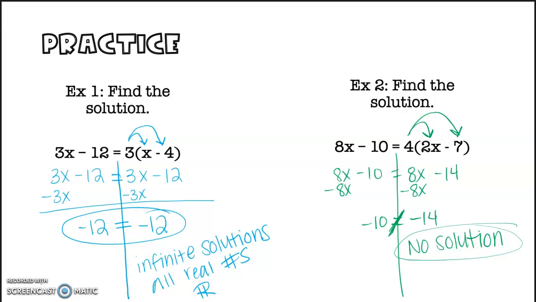Alright, then our final example gives us, we've got 8x minus 10, we distribute and have 8x minus 14. We find out that negative 10 equals negative 14, which is not true and will never be true. They will never be the same. So when we have two opposite things or different things on either side of the equal sign, that can never be true. Our answer is no solution. So for our example 2, that would be our final answer. So you could have infinite solutions, no solutions, or one single solution, and if that's the case, you want to find what that solution is.